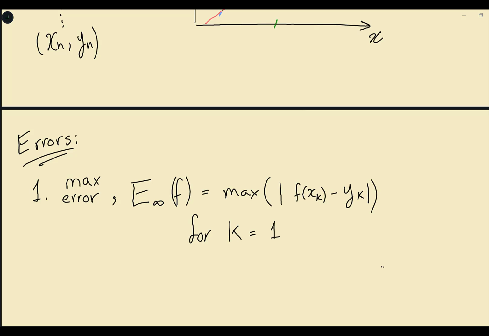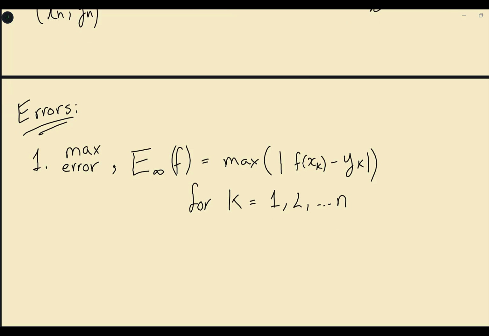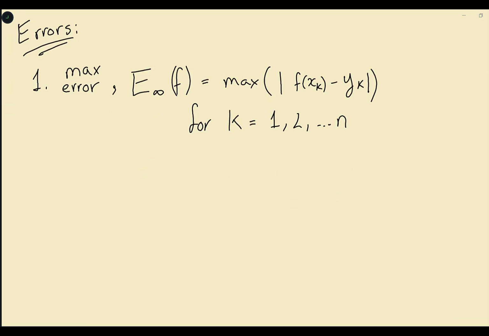we have. And obviously k here would be represented by integers, where we go from 1 to n, however many points we have in the data set. All right, so the second type of error is called the average error. So let's draw the average error.